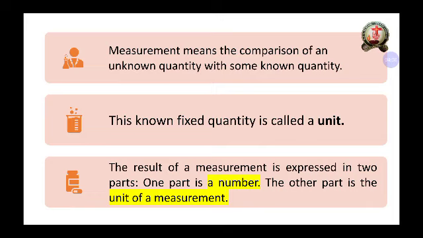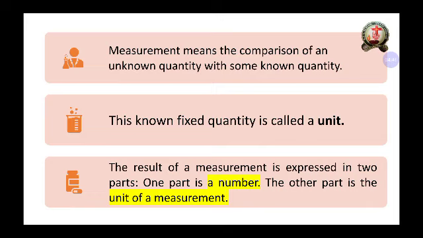What do you mean by unknown quantity? As I said earlier, if you are measuring something, the length of a table or the height or whatever, we don't know how much is the length of the table or how much is the height of a person. After measuring, we come to know with some known quantity, right? We will come to know that this table length is around 20 centimeter or 30 centimeter, whatever. And the fixed known quantity is also called a unit. So we are fixing this known quantity by denoting some units.